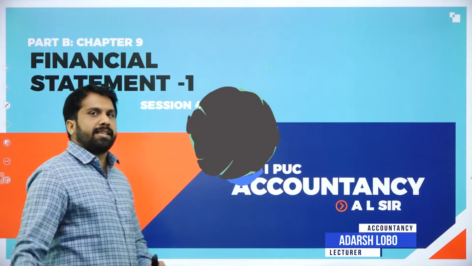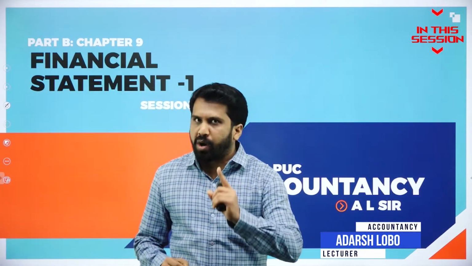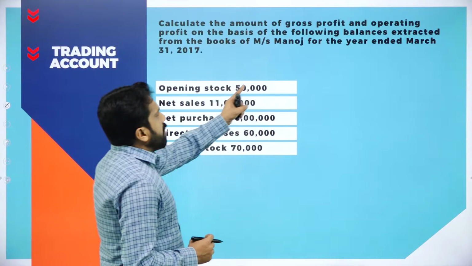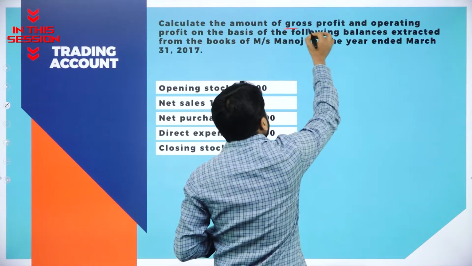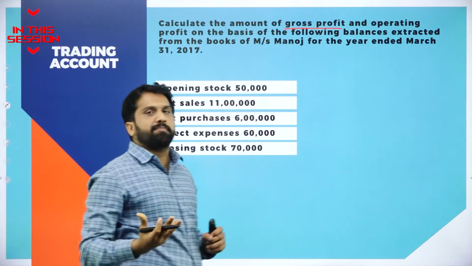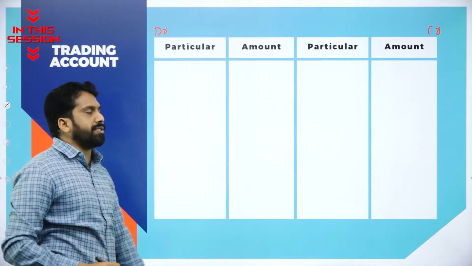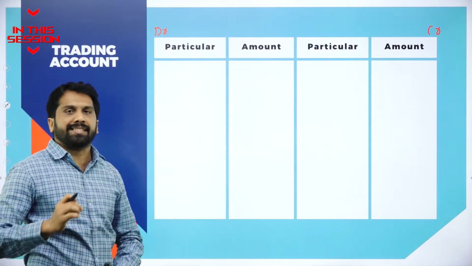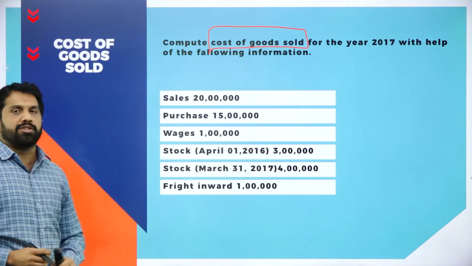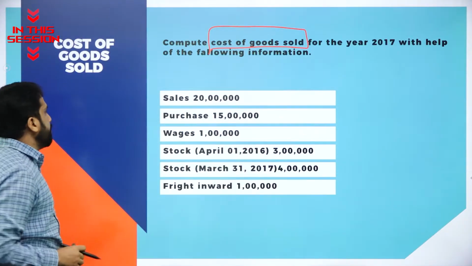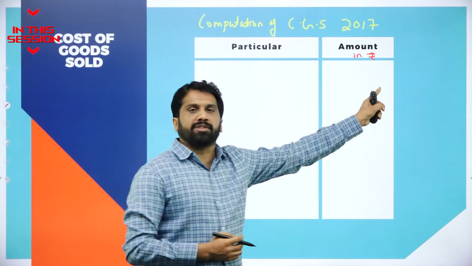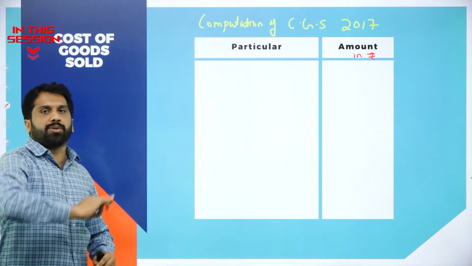Today we'll discuss the same trading account, one problem. Calculate the amount of gross profit. You have to calculate what? Gross profit. This is compulsory. Every problem you have to mention debit as well as credit. How to calculate cost of goods sold? Simple. While doing in India, we always mention that amount in rupees.